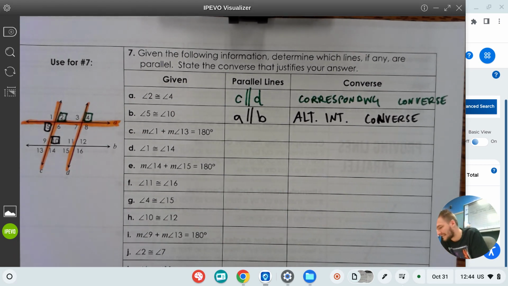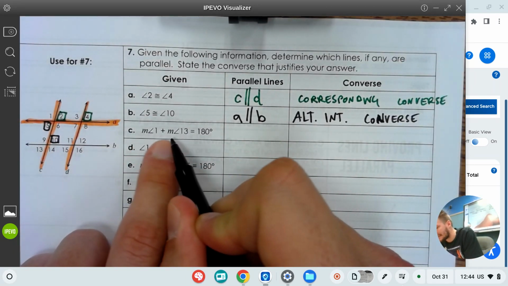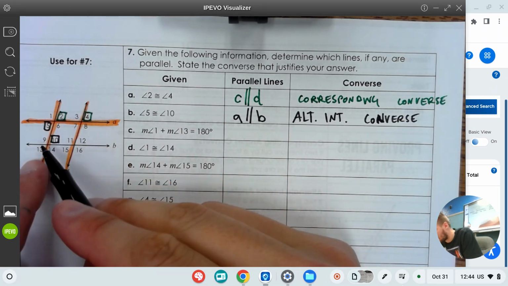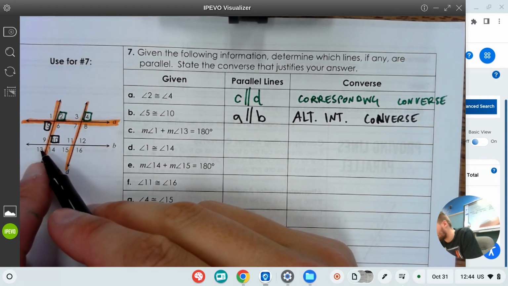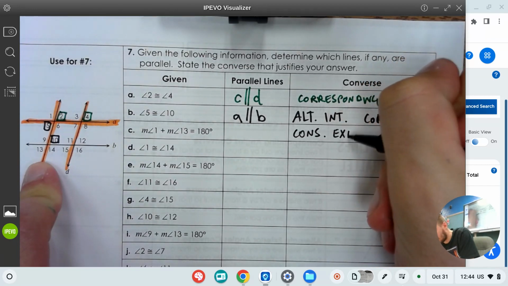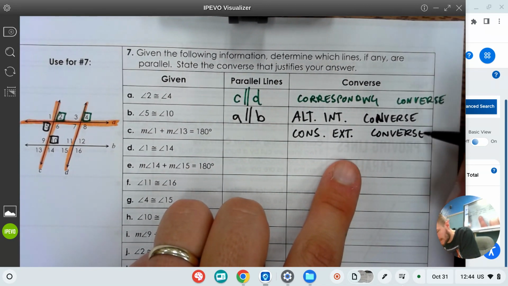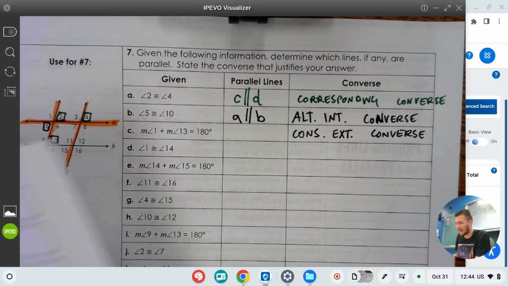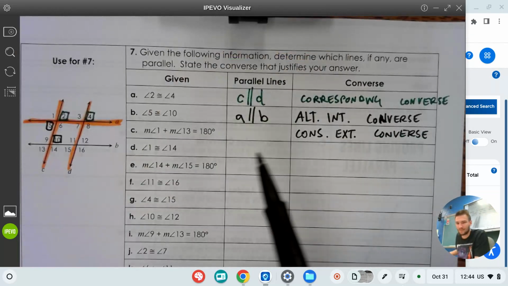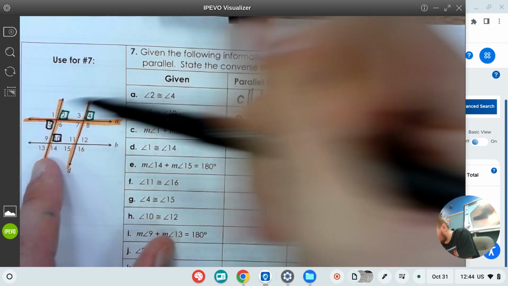Let's do one like C, since that one looks supplementary. It says angle 1 and angle 13 add together to make 180. Here's my 1 in that top left. Here's my 13 in that bottom left. So I know that these are looking consecutive exteriors. I'm just going to write converse on the end because that's just what we do. And the consecutive exterior, well, they should be supplementary. That's what we got. They're supplementary. And so we've got 1 and 13.